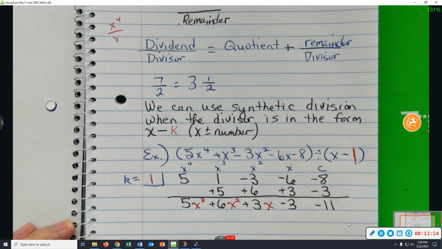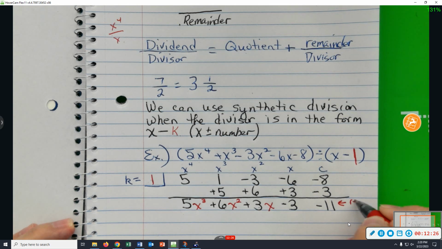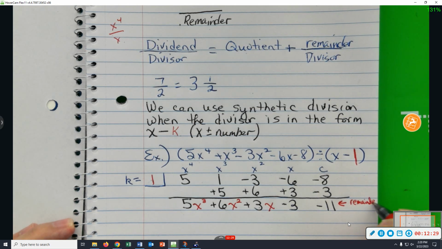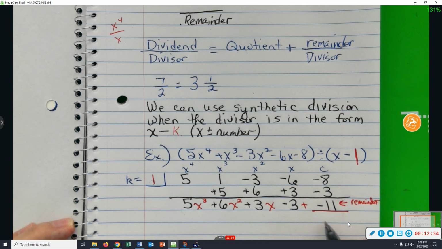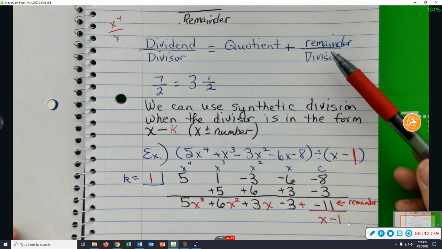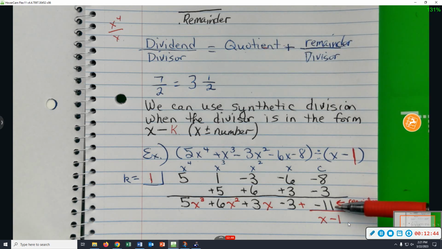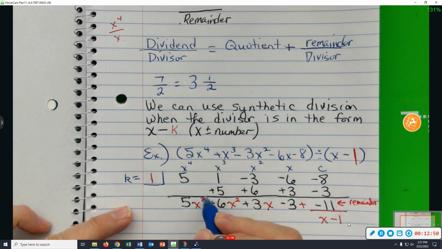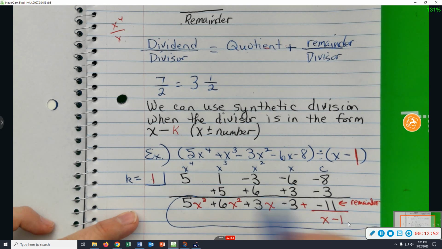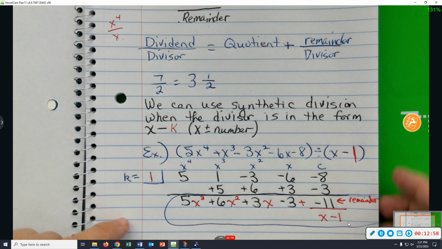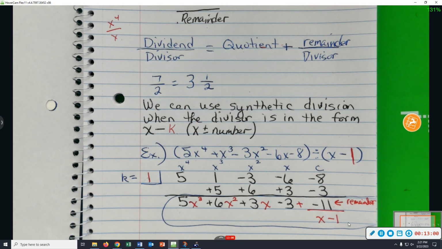This -11 is my remainder. And we will go plus remainder over divisor, x minus 1. Just like we said right here: quotient plus remainder over divisor. The remainder was a -11 over x minus 1. Let me give you all a chance to write all that down. But let's look back at that picture of long division that we had.